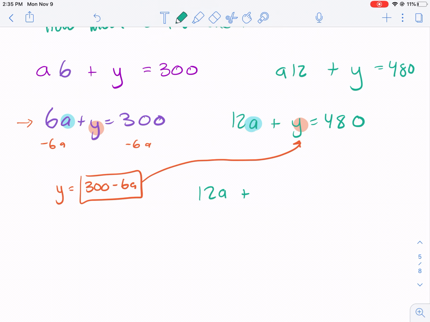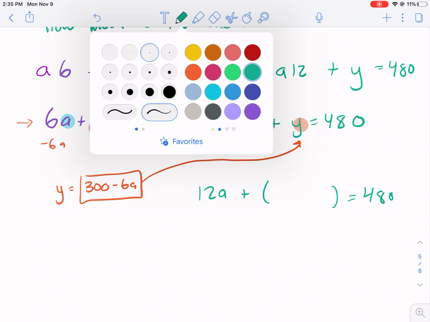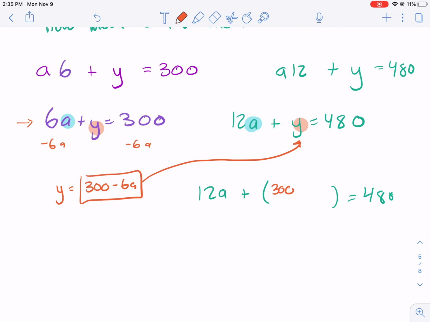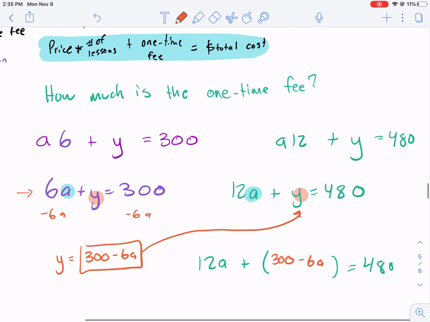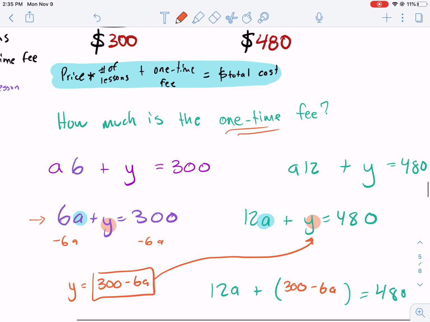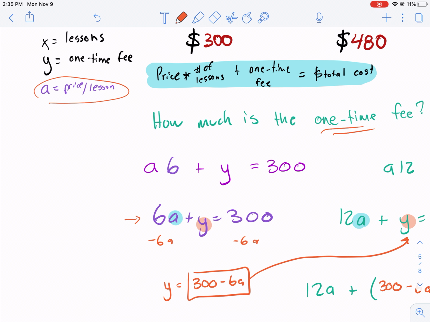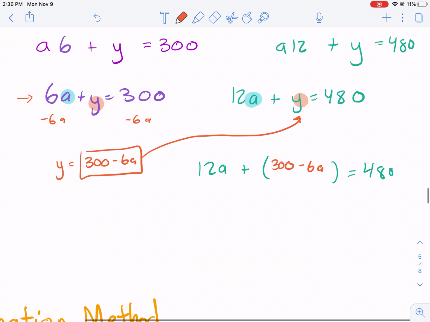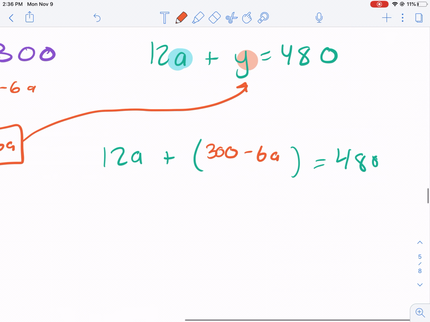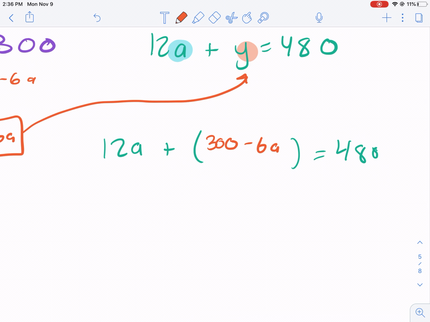So now I'm going to rewrite this, and as I write this, I get 12a plus, and I'm just going to put it in parentheses just to show you that I substituted. But the whole reason why I did this is so that I have only one variable, and that's a. And actually, I should have done y because that's what it's asking. It's asking for the one-time fee. But I might as well go about finding the price per lesson also. So I'm going to try to find the price per lesson first, and then I'll go back and find the one-time fee. Okay, so then I have 12a plus 300 minus 6a.